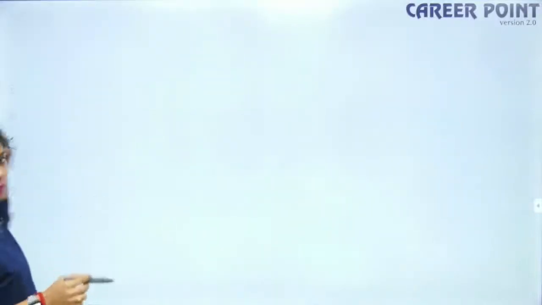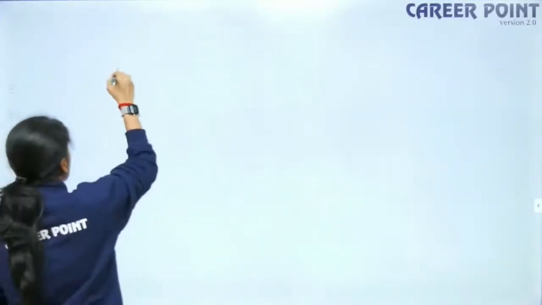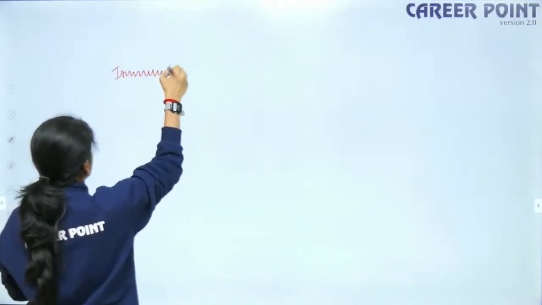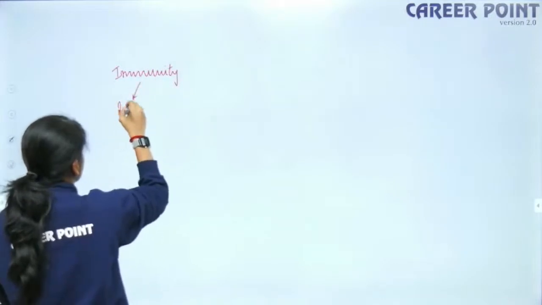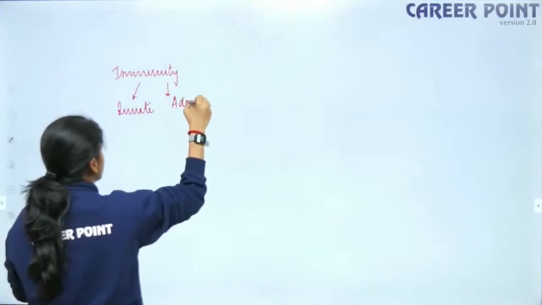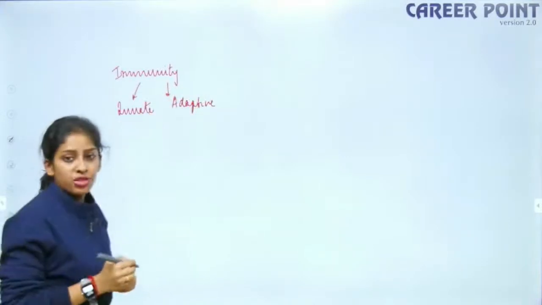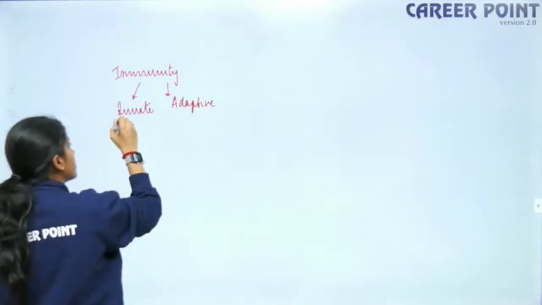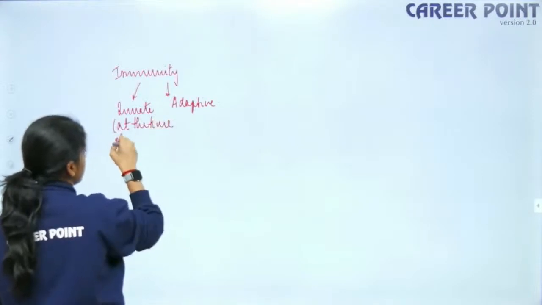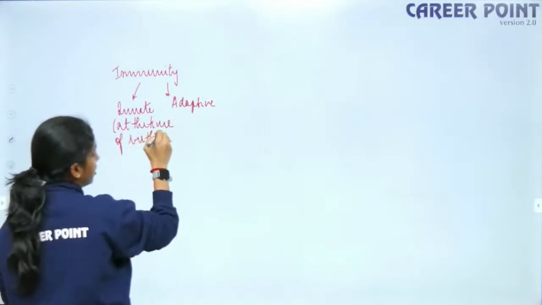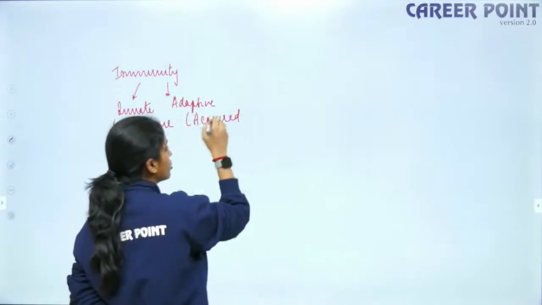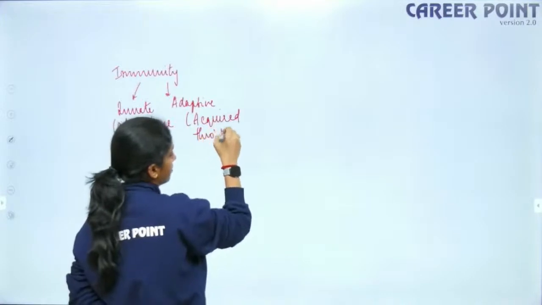So let's quickly talk about the two types of immunity. So I am briefing about immunity. So you have innate immunity, you have adaptive immunity. So innate is present at the time of birth. So adaptive is also known as acquired. It is acquired through the lifetime of an organism.